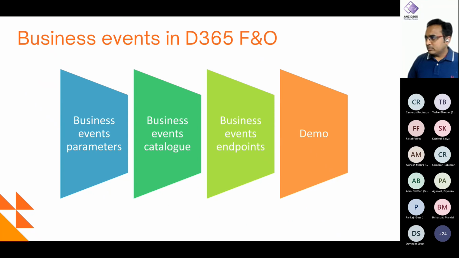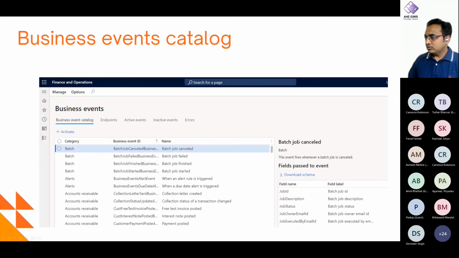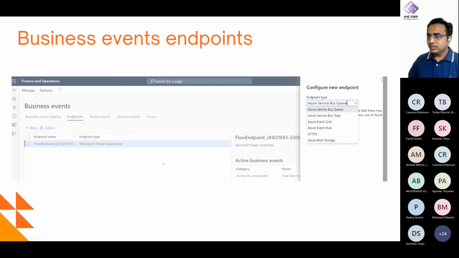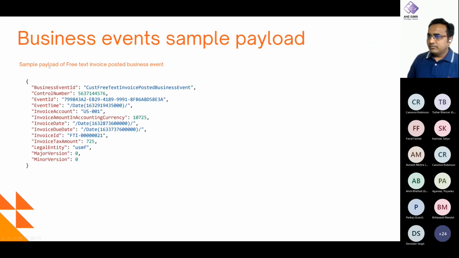I'll quickly come back to my slide. So what we have seen is how the catalog looks. What are the different navigation options on the business event catalog? What are the different business event endpoints available for configuration? HTTPS is used when you want to call an Azure function or any other web function. We have pasted a sample payload. This is what a sample payload looks like.